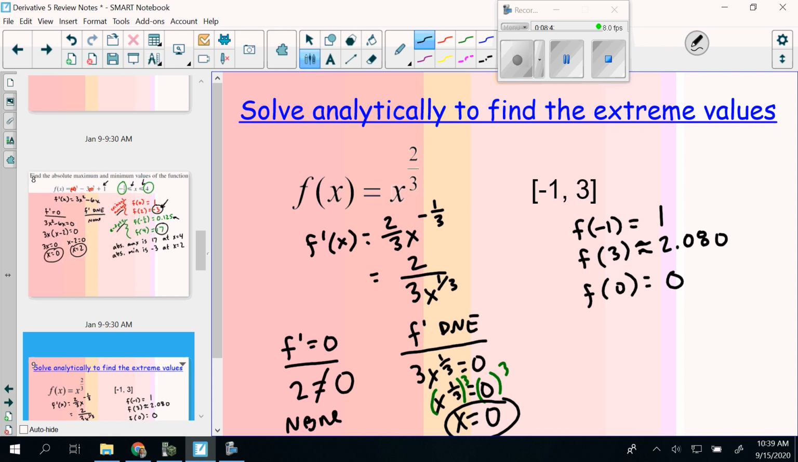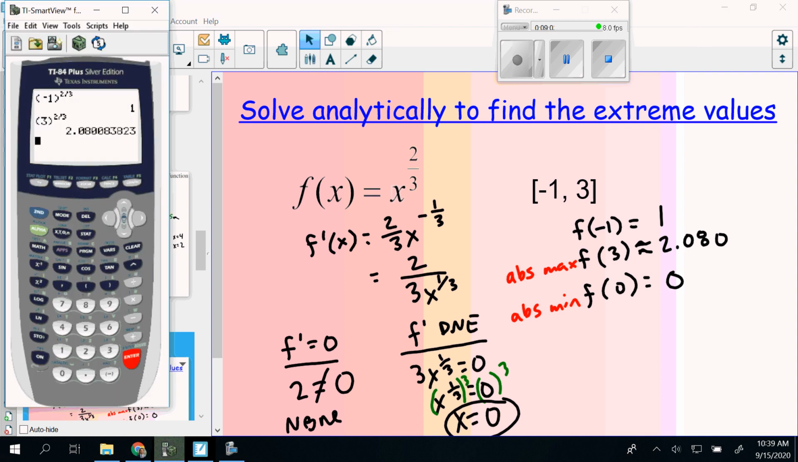So which ones are maximum and minimum? Looks like our absolute max is right here. That was the biggest value. Our absolute min is at 0. This is an example of a graph here that has a corner or cusp. If you want to see it graphed out, you can see that's why we ended up not having a derivative at 0, because there's one of these corner cusps there. That does end up being the minimum, and then 3 would be our maximum.